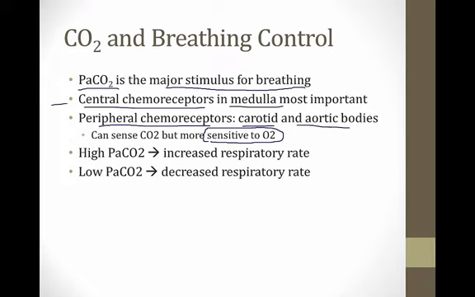Under normal conditions, it's your central chemoreceptors in the medulla that are telling you how fast to breathe. And if they sense a high level of CO2, they will increase the respiratory rate. And if they sense a low level of CO2, they will decrease the respiratory rate.